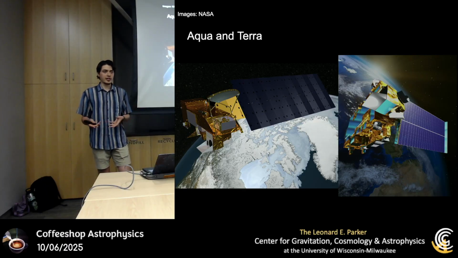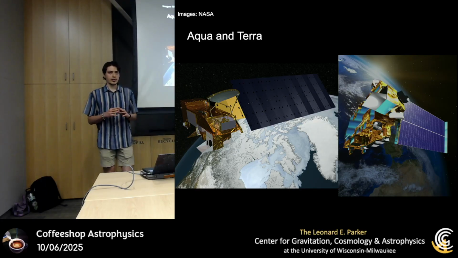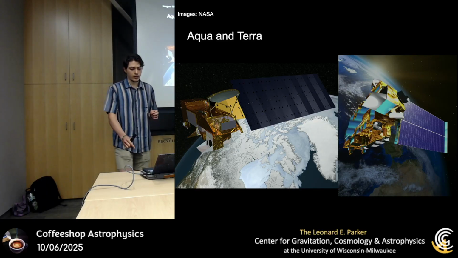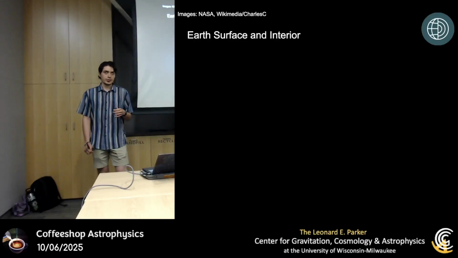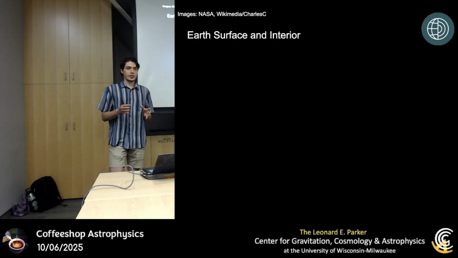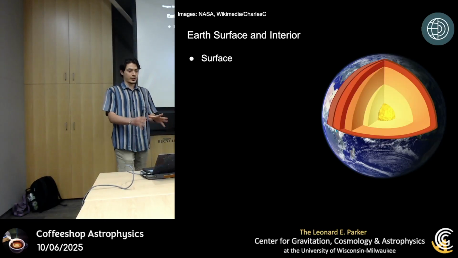And then the Terra satellite is actually NASA's flagship Earth observing satellite. It was launched in 1999, and it studies basically every topic that we've talked about so far, as well as our next one, which is the Earth's surface and interior. So studying the Earth's surface with satellites is fairly straightforward because we can see it directly.